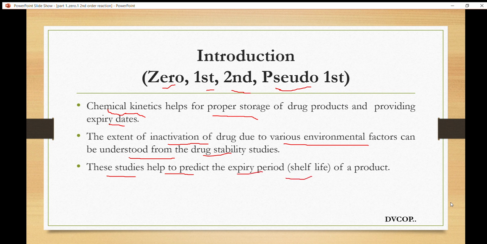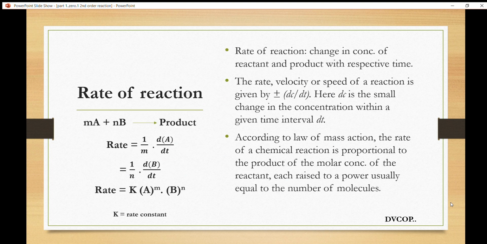So by using this chemical kinetics, we can easily determine the expiry date, the proper storage condition of a drug product, and the factors which affect the expiry date of a drug. Before moving to the chemical kinetics portion, first we understand the rate of reaction.